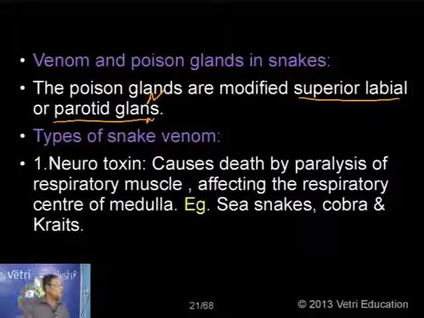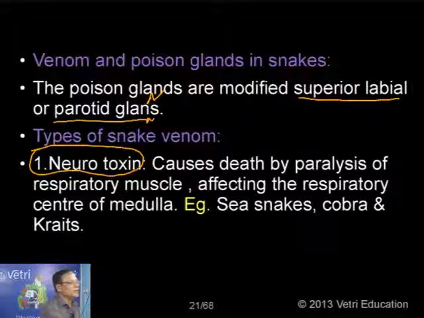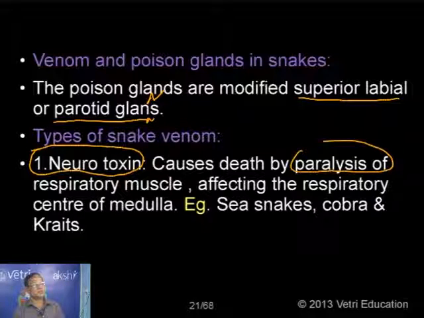So based on the nature of action, we have two types of toxin or venom. One is neurotoxin. The name itself implies that it always affects the nervous system. By acting on the nervous system, it causes paralysis of the respiratory muscles. The breathing muscles are affected by this, namely, for example, the diaphragm and even the intercostal muscles, the rib muscles.